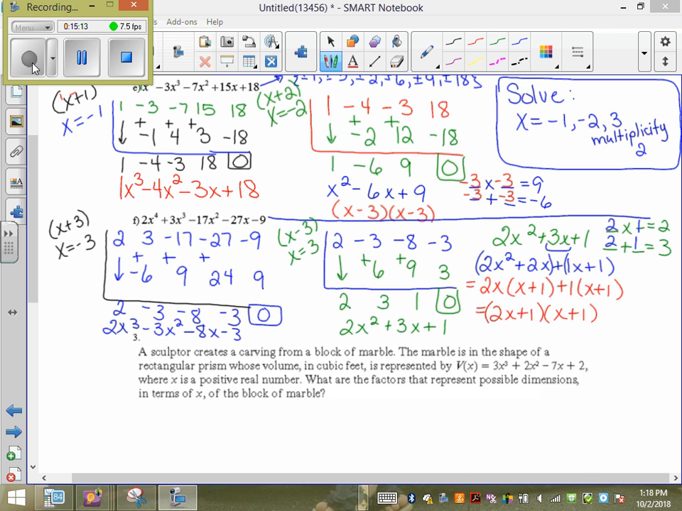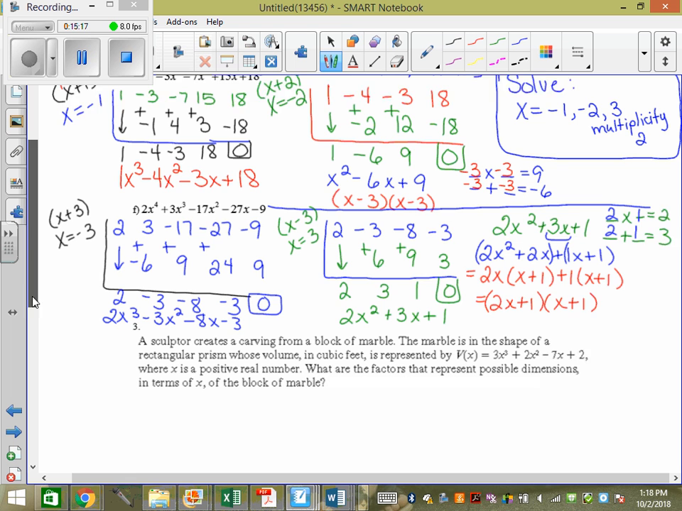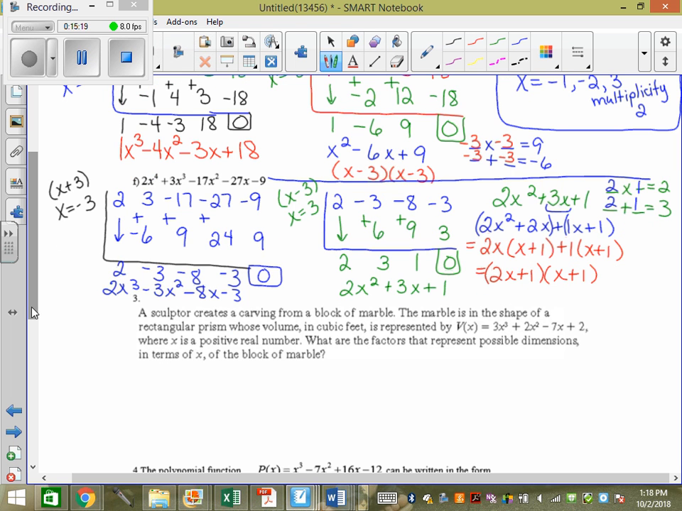So if I asked you to factor, for factor, my answer would be what? P of x equals x plus 3, x minus 3. Quiet, please. X plus 1.